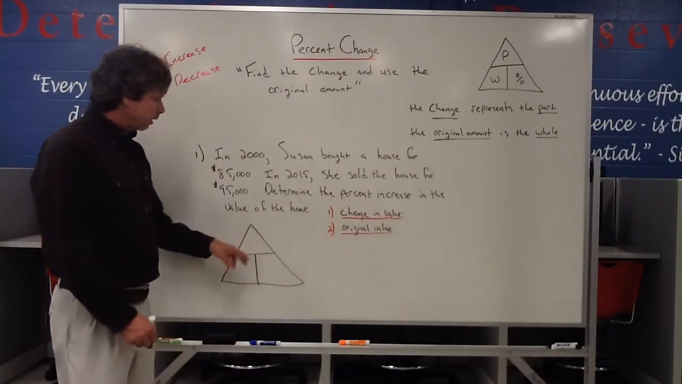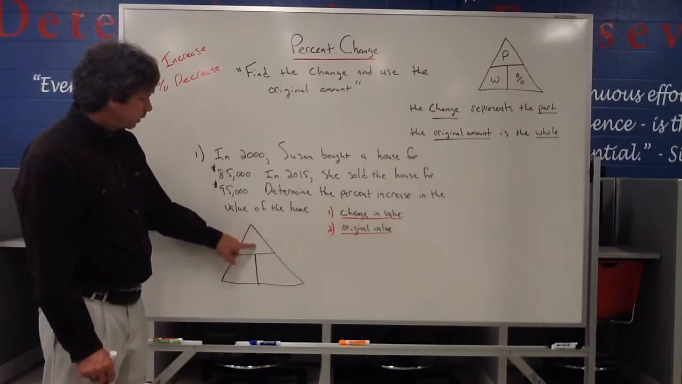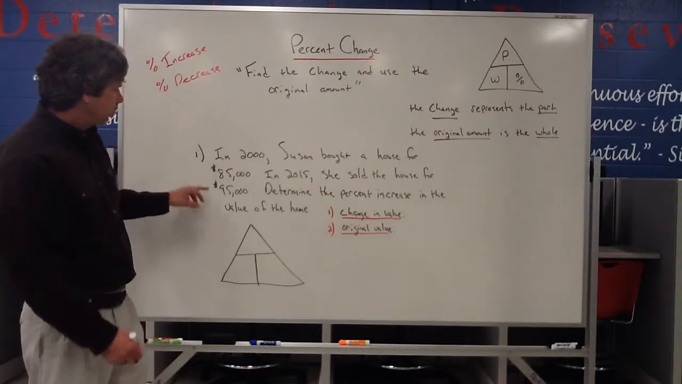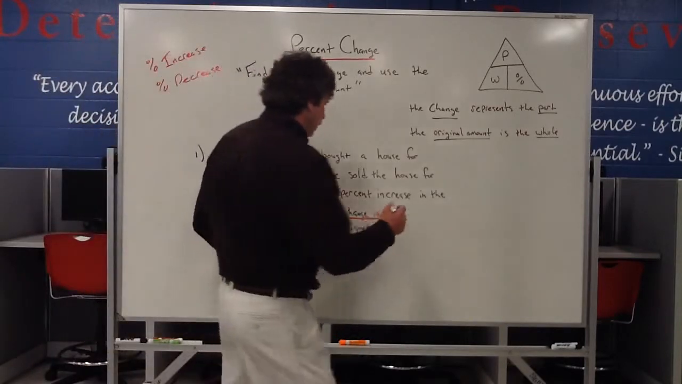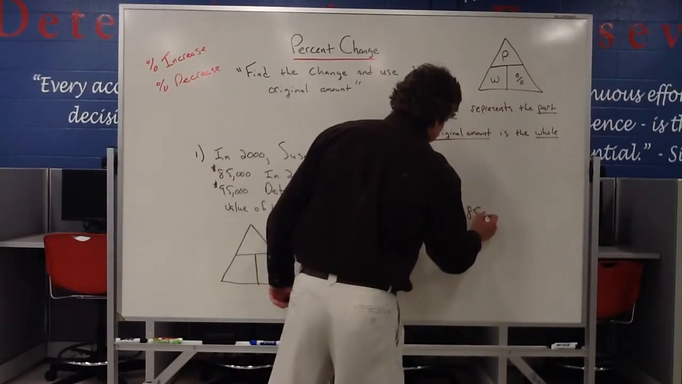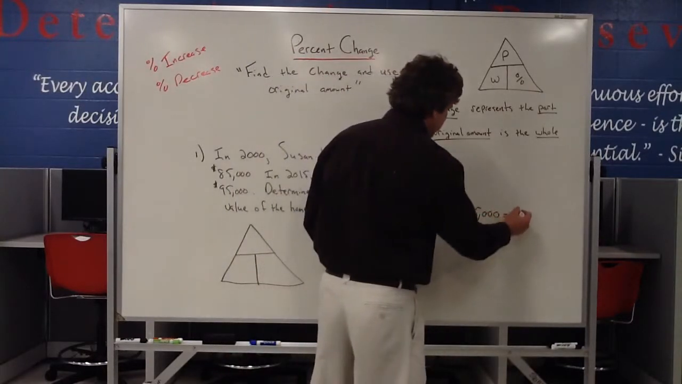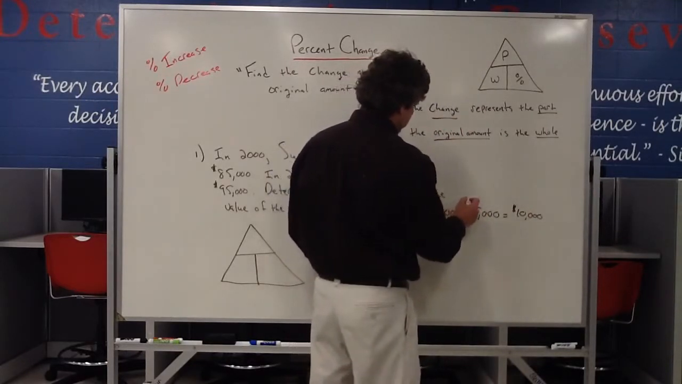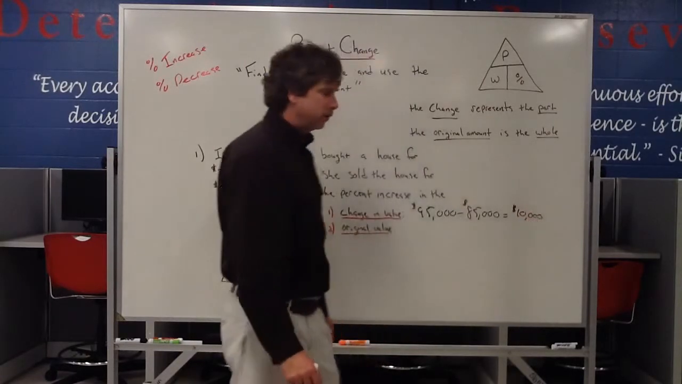Again, to do that, we're going to use the triangle model, but to use the triangle model, we need to find some important pieces. First off, we need to find the change. That's going to be our part. So the change is basically the change in value. To determine the change in value, you basically just have to subtract these two values. So $95,000 subtract $85,000 would give me a change in value of $10,000.